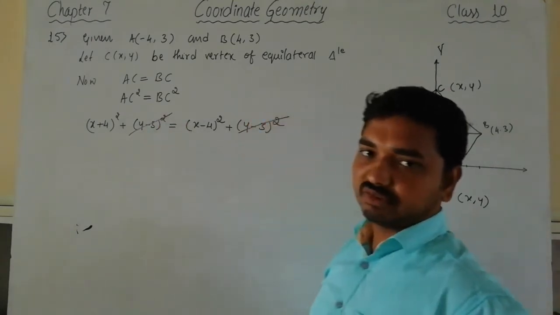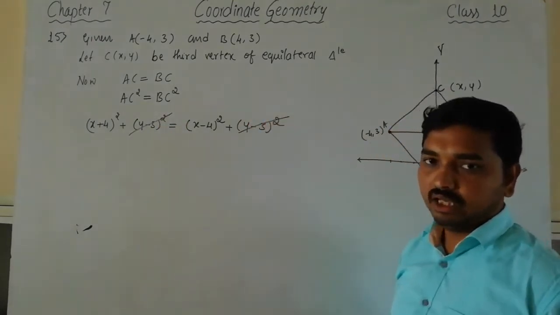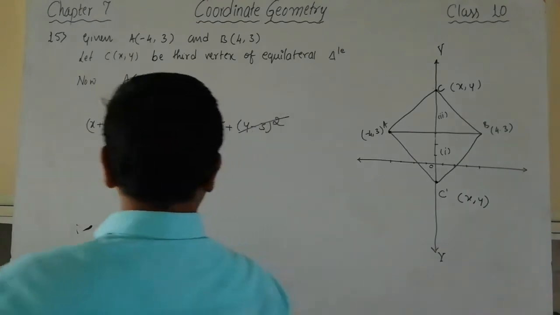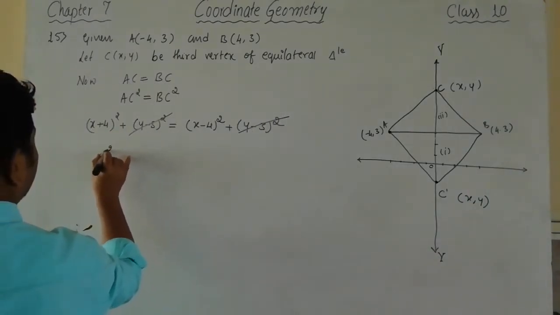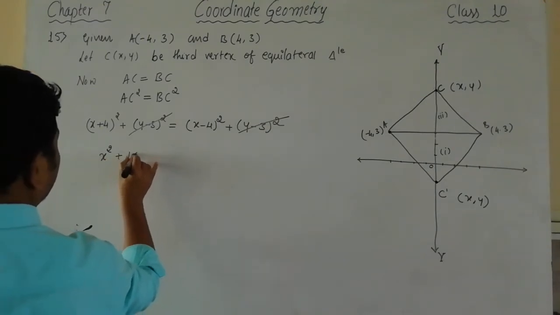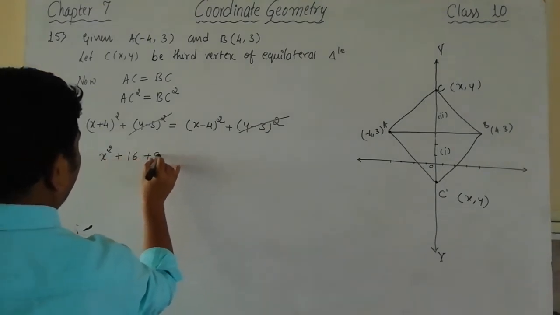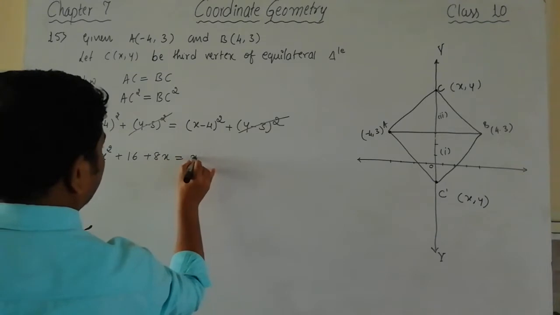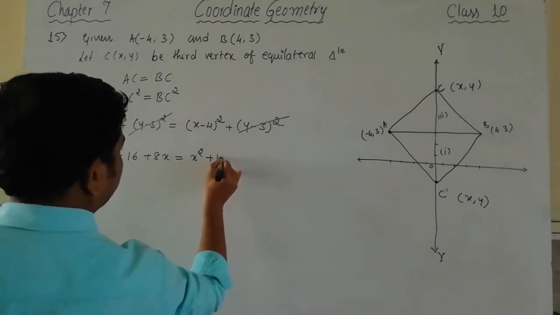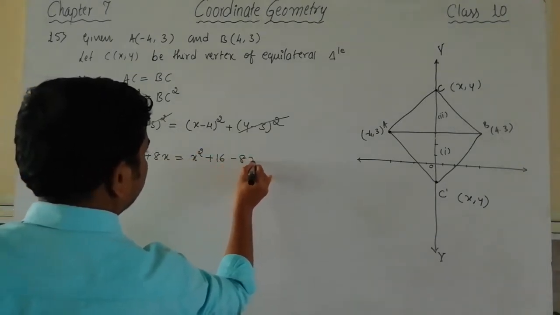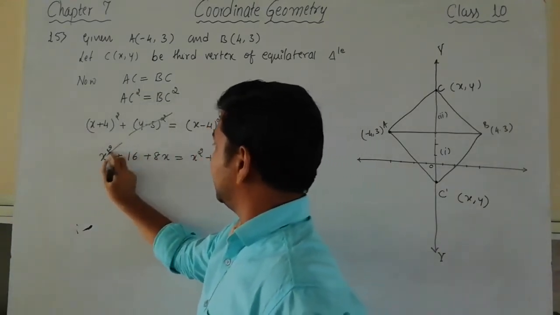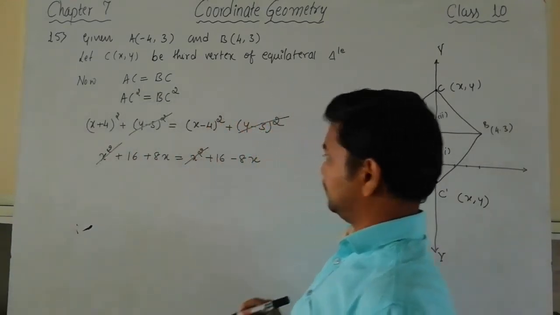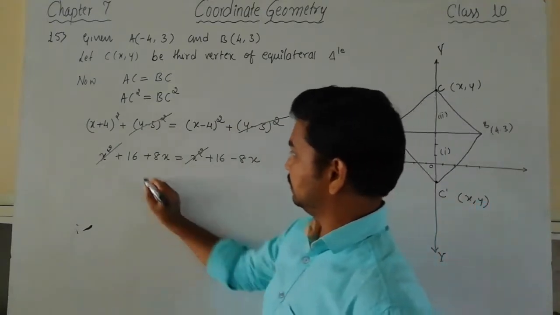Similar terms will get cancelled on either side of the equal to symbol. Now you need to expand the remaining thing. Here (x plus 4) whole square is there: x square plus 4 square, which is 16, and then 8x, which is equal to x square plus 4 square, which is 16, and then minus 8x. Once again x square and x square will get cancelled.